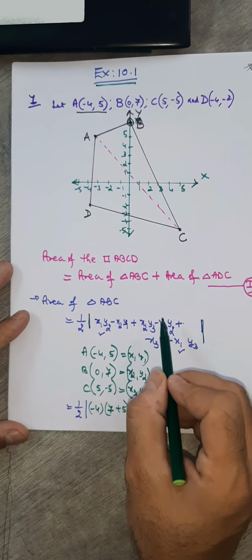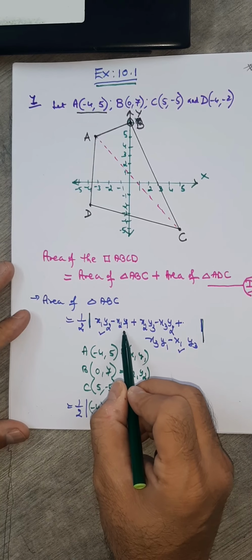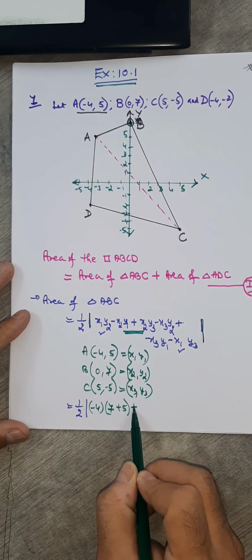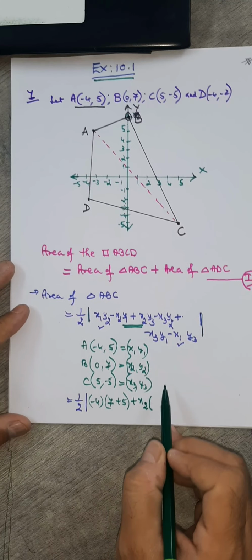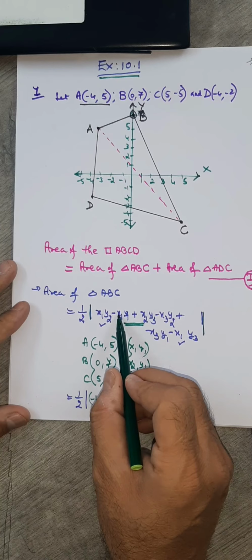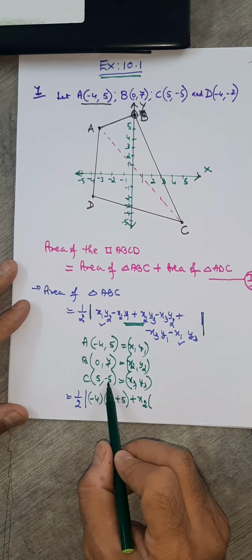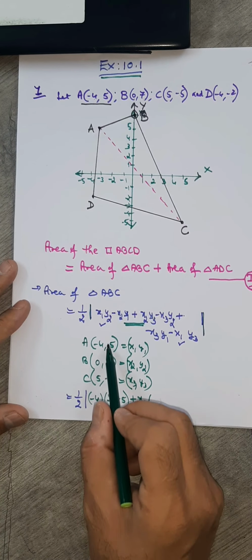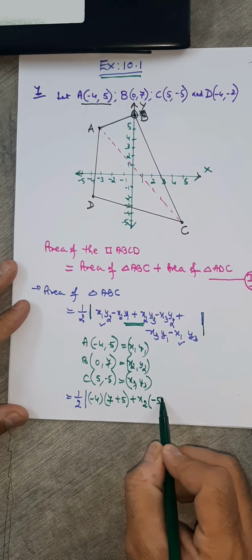x2, I'll take common from these 2. Where is x2? Over here. So I'll take x2 common. So what will we get inside the bracket? y3 minus y1. Where is y3? Here minus 5. And y1 is 5. So this will be minus 5 minus 5.